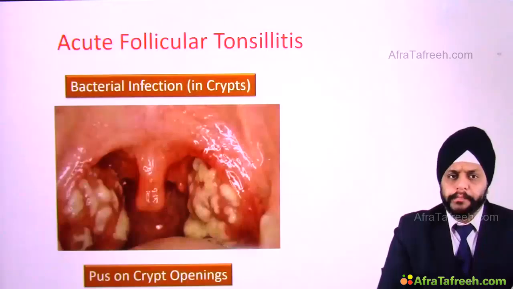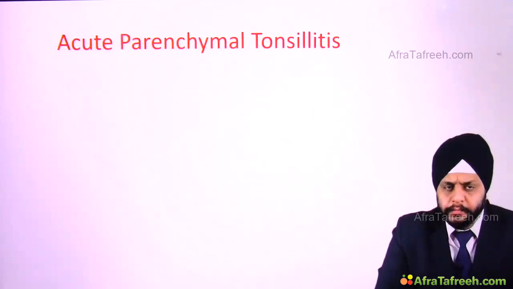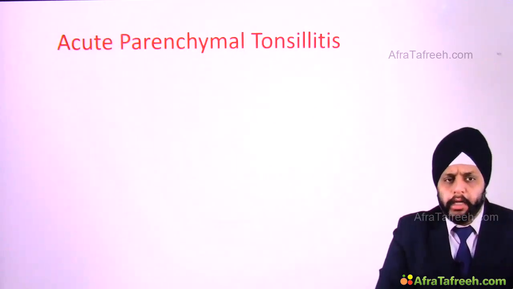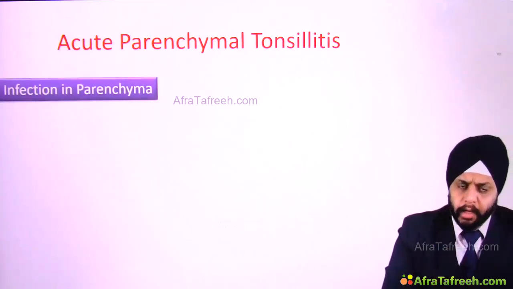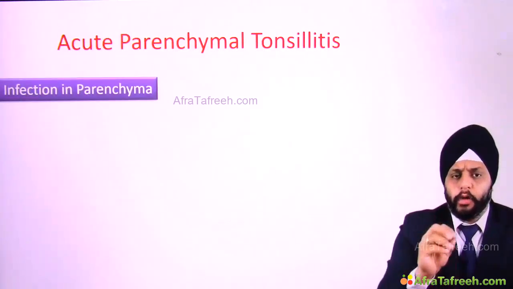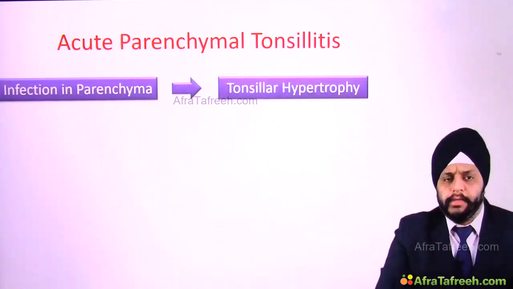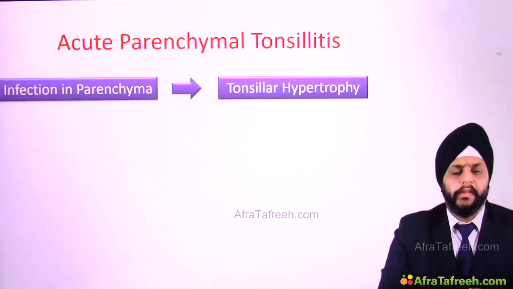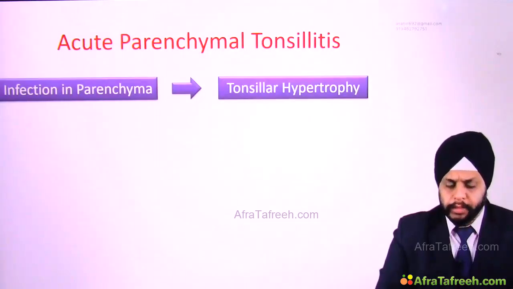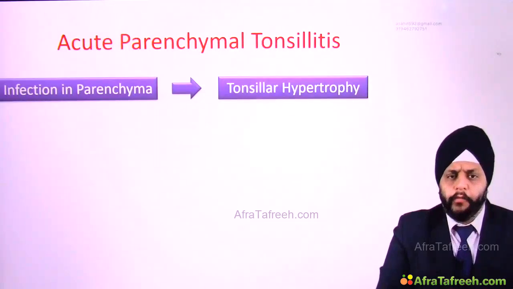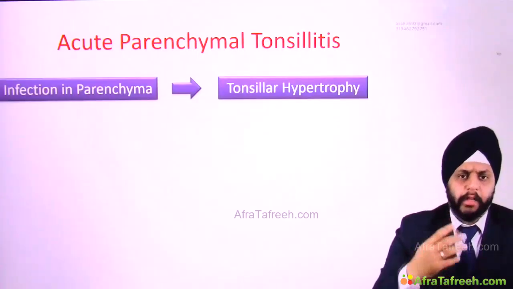Right? Now, the next is acute parenchymal tonsillitis. Now, what happens in acute parenchymal tonsillitis? The infection goes into the parenchyma, into the lymphoid tissue of the tonsils. What happens? As a result, the tonsils increase in size. There is a tonsillar hypertrophy. They increase in size. Right? Okay. Now, this hypertrophy of the tonsils, we can divide into 4 grades. So, what are the 4 grades?